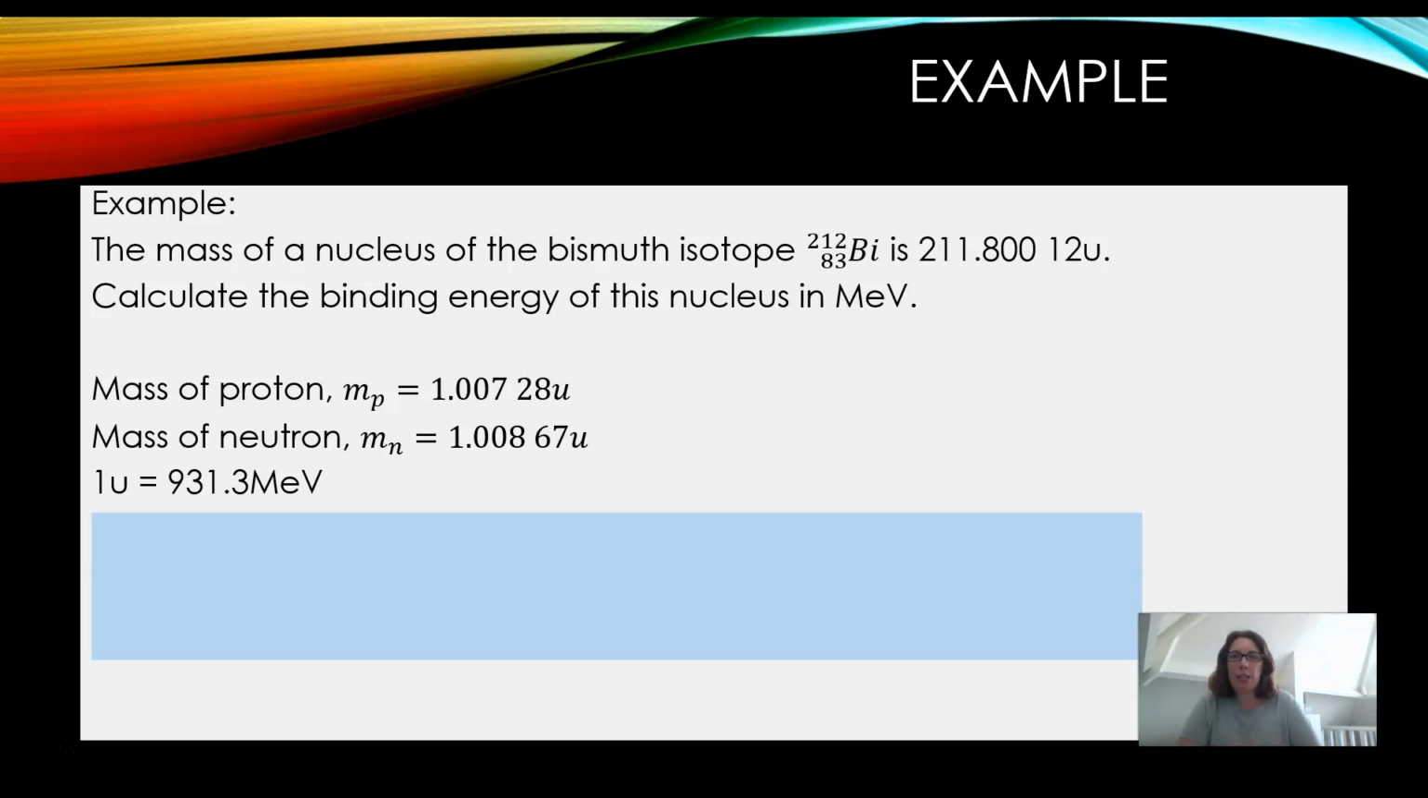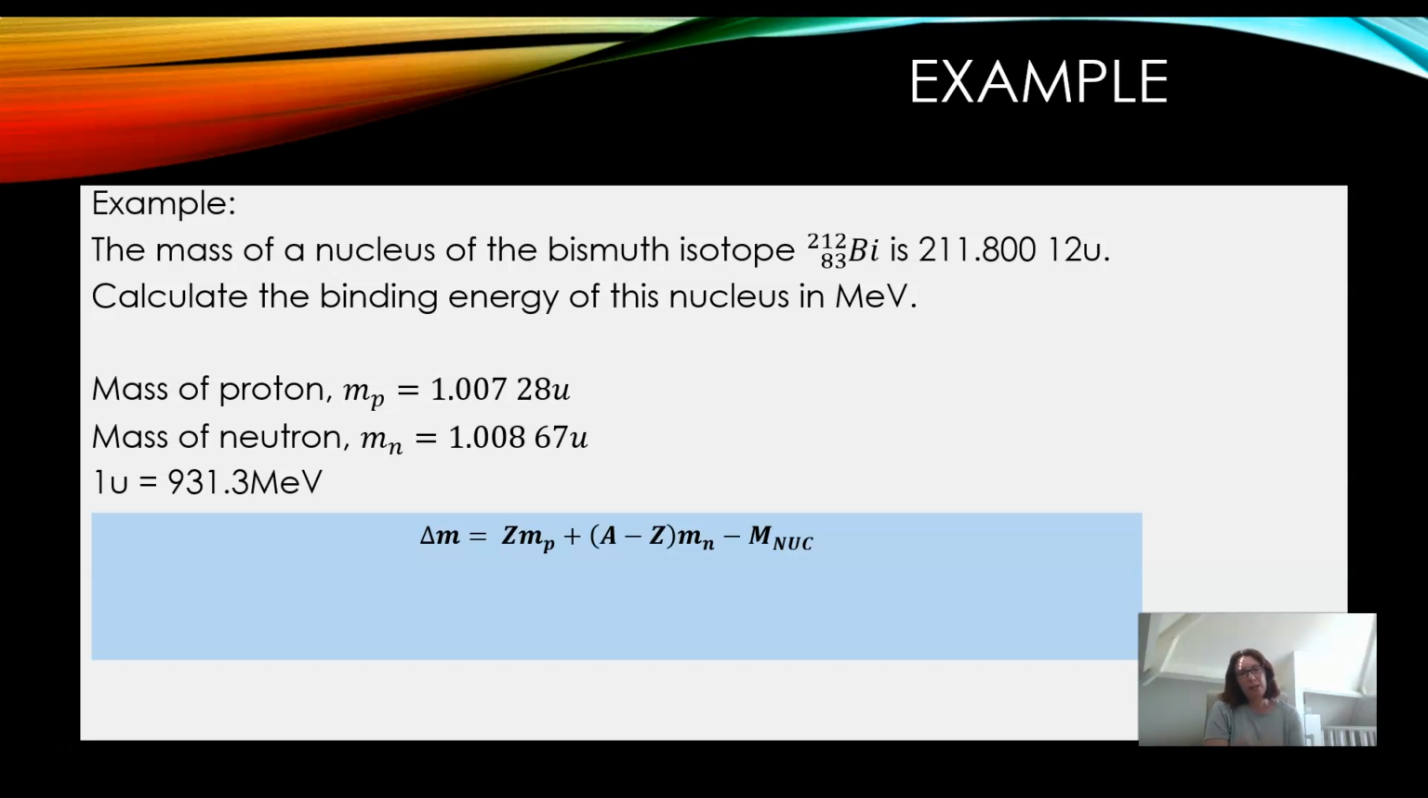The mass of the nucleus of a bismuth atom, 212 bismuth, is 211.79 U. Calculate the binding energy of this nucleus in megaelectron volts. And it gives you the mass of the proton and neutron in U. You can see they're really, really close, but actually neutrons weigh a little bit more. And it tells you 1 U is 931.3 megaelectron volts. So we're going to use the mass defect equation.